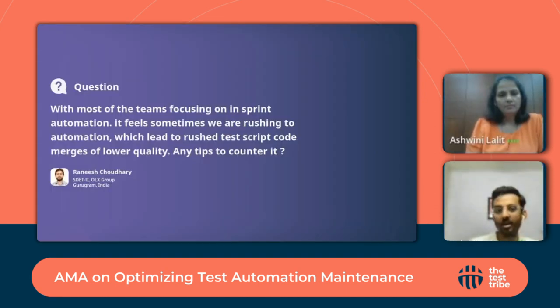With most of the teams focusing on in-sprint automation, which is like the Achilles heel we all are trying to solve for, it feels sometimes you are rushing to automation, which leads to rushed test script code merges of lower quality. And it's on how to counter this. So both questions are related: how do we handle automation and its maintenance at a faster pace?